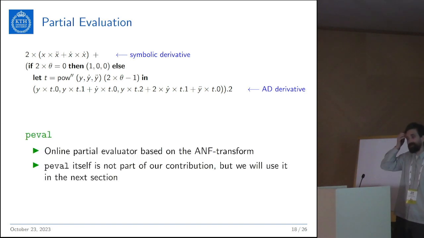We have an implementation that we call PEVAL. It's an online partial evaluator that is based on the ANF transform to preserve sharing. But PEVAL itself is not part of our contribution, though we will use it in the next section when we discuss the Jacobian code generation.